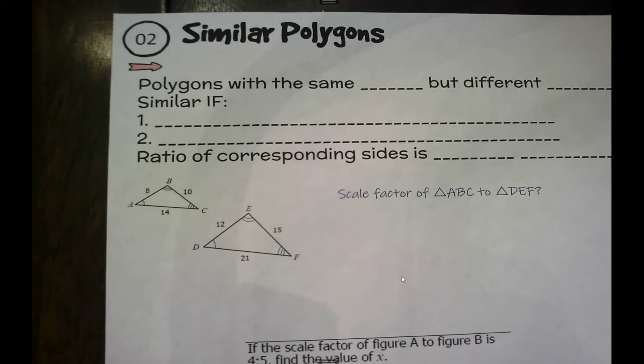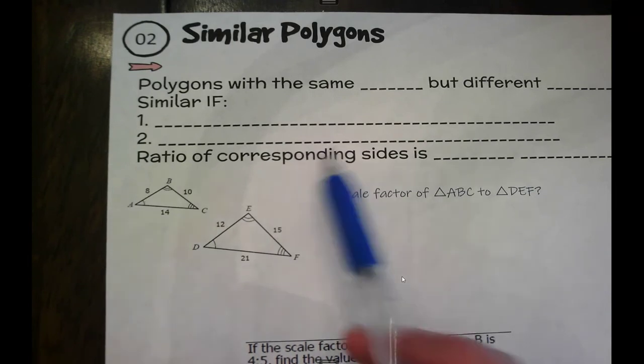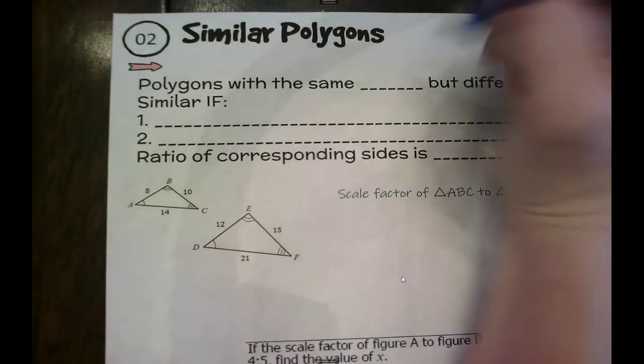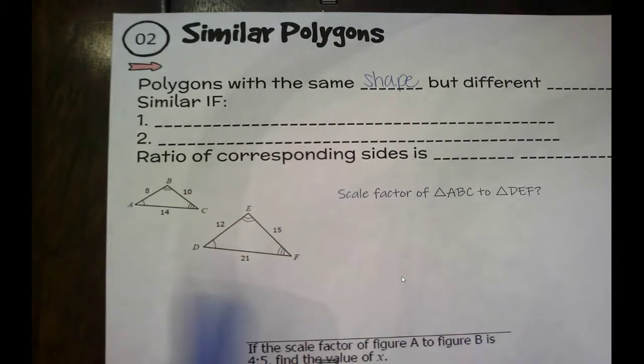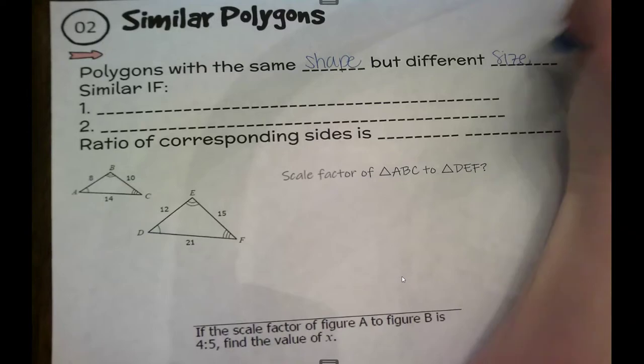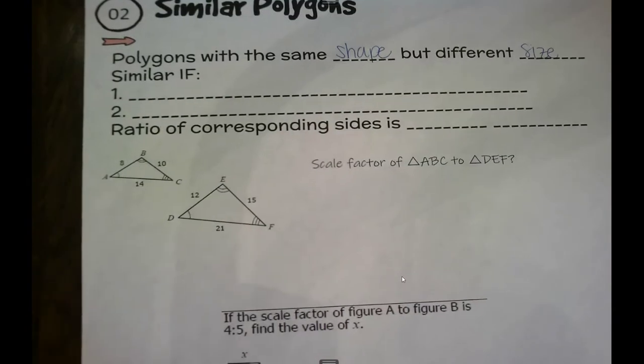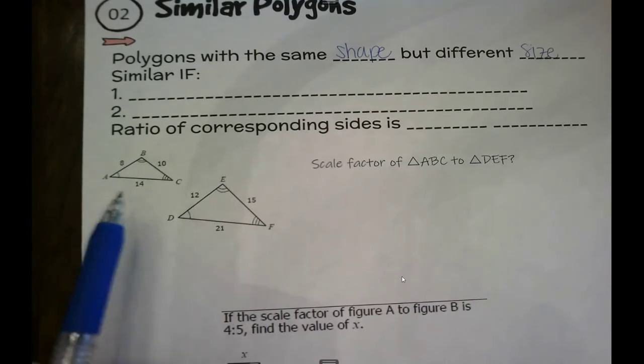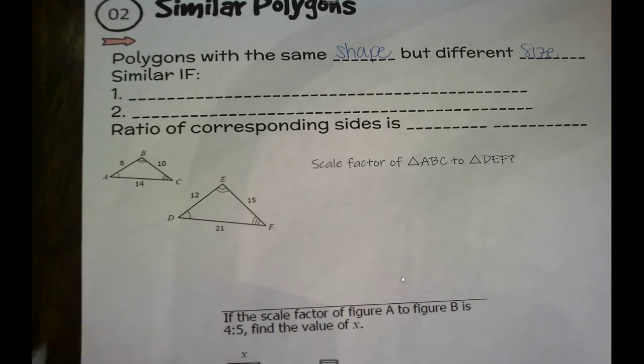Similar polygons. So we've looked at triangles, especially that are congruent, meaning that everything is equal. We're going to look at triangles and other polygons that are similar. So what does that mean? Similar polygons are polygons with the same shape, i.e., they're both triangles, but they have a different size. So you can see that these are both triangles, but this one is smaller than this one.